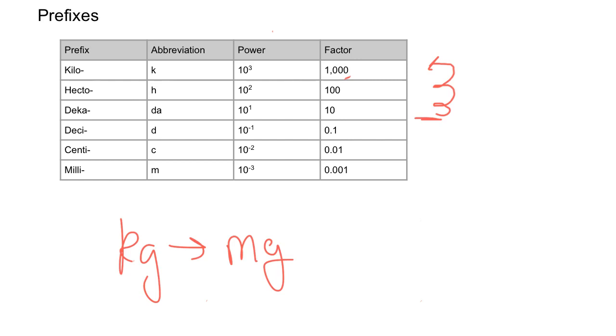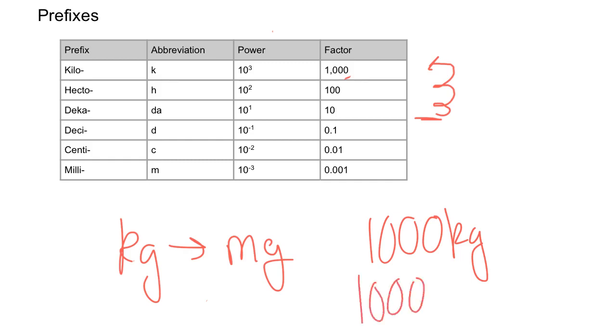And so, for example, if I had 1,000 kilograms and I wanted to know how many milligrams that would be, it would be 1,000,000,000 milligrams. Okay, I'm going to show you how to do that in the next slide.